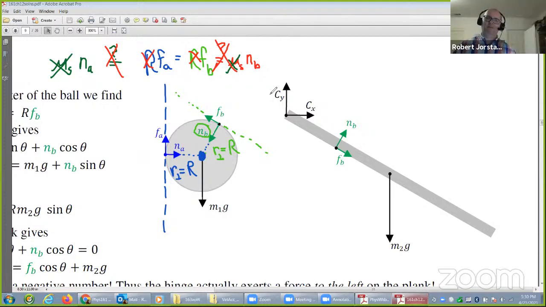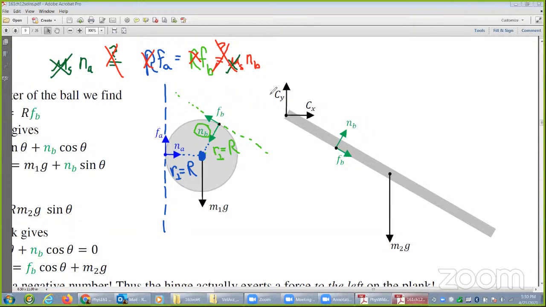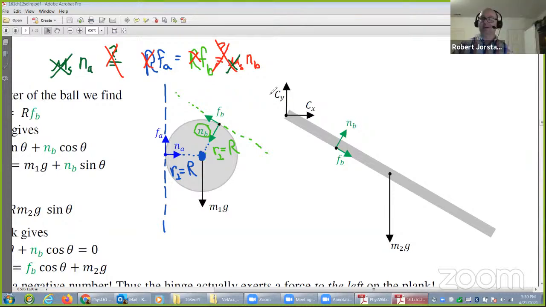Nope. Hmm. What has to be true for F to equal mu static N? About to slip? Did anything in the problem say it was about to slip? It said it wasn't slipping, but that doesn't mean the same thing as on the verge of slipping. So that's why I can't use these two equations here. It might be true, but it almost certainly isn't true. That's a subtle point. Is everybody cool with that?